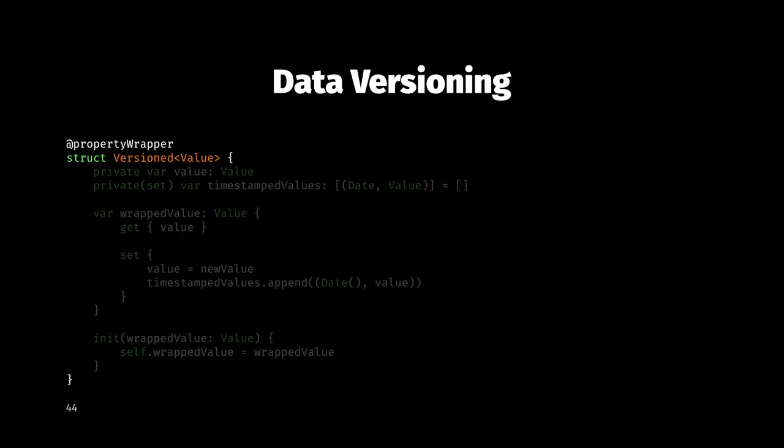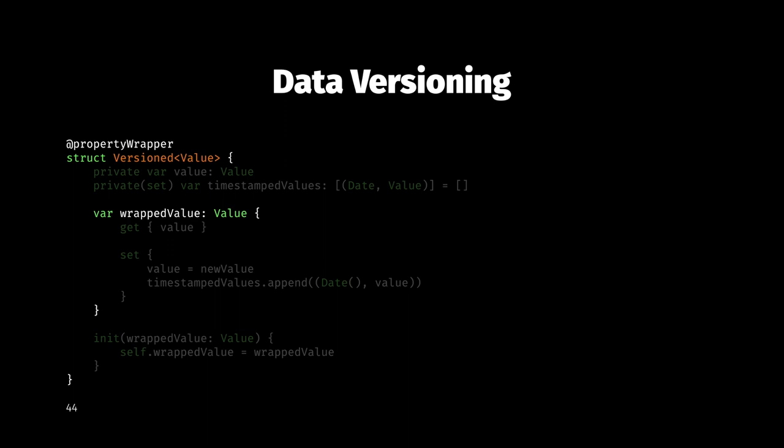So we are going to implement this wrapper called Versioned, and it's going to be a generic type because it is going to store values. And inside its state, we are going to store a value. So this is the current value. And then there will be the history, so we've called it timestampedValues, and it's an array of tuples, and the tuples contain two values, the date at which the value was set, and then the actual value.